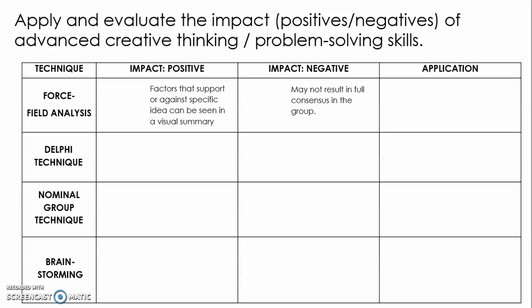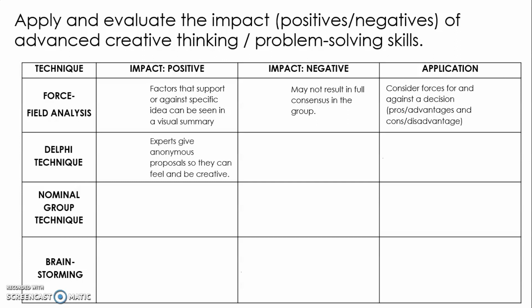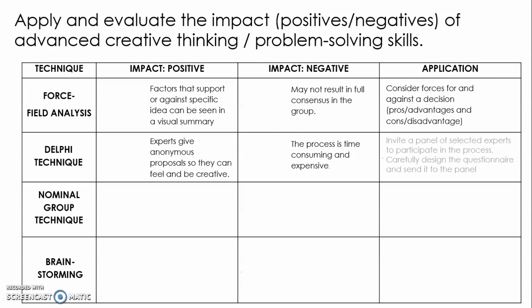Consensus means to agree. The application to a scenario would be consider the forces for and against a decision, or look at the pros or the advantages and the cons or the disadvantages. For the Delphi technique, experts give anonymous proposals so that they can feel and be creative. A negative of the Delphi technique is that this process is time-consuming and expensive.